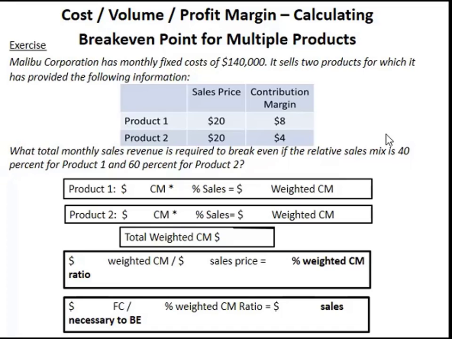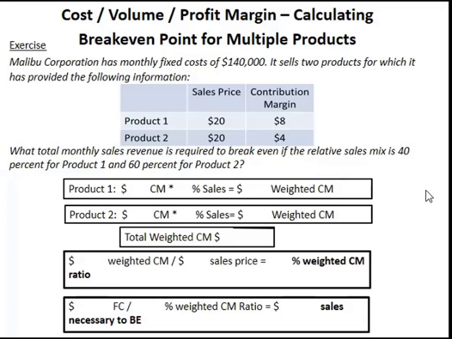Malibu Corporation has monthly fixed costs of $140,000. It sells two products for which it has provided the following information. It has product 1 and product 2. We have our sales prices of $20 each, and we have our contribution margin, already computed for us at $8 and $4 for product 1 and product 2. Now the question here is, what total monthly sales revenue is required to break even if the relative sales mix is 40% for product 1 and 60% for product 2?